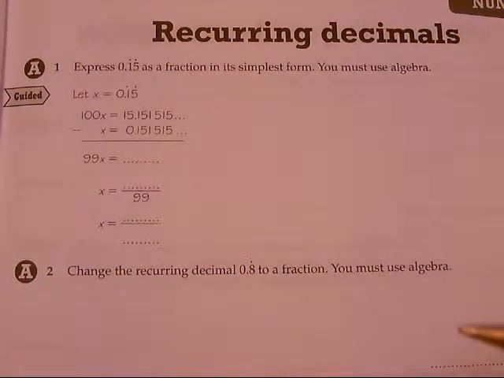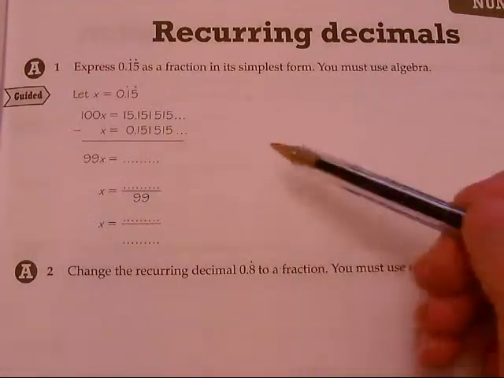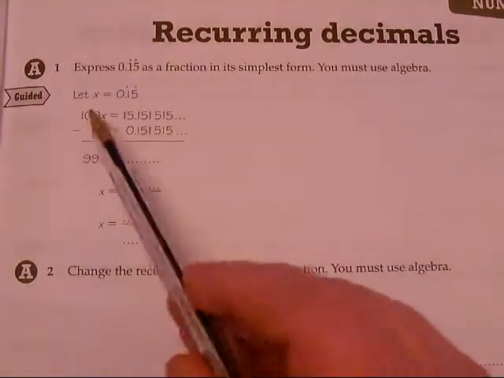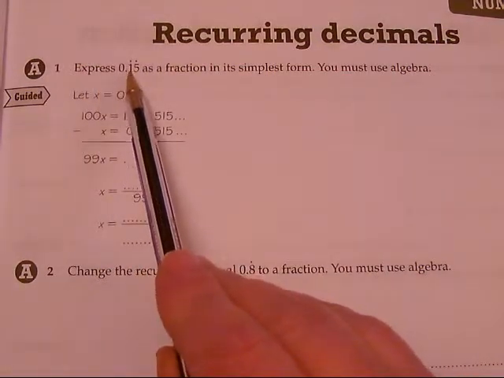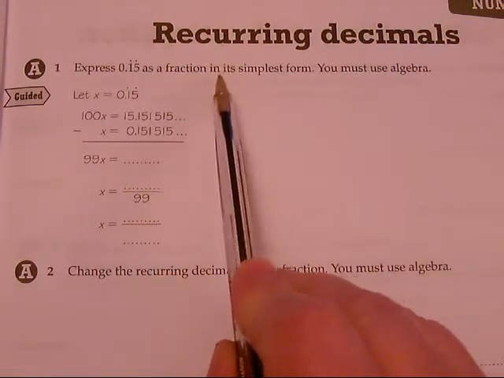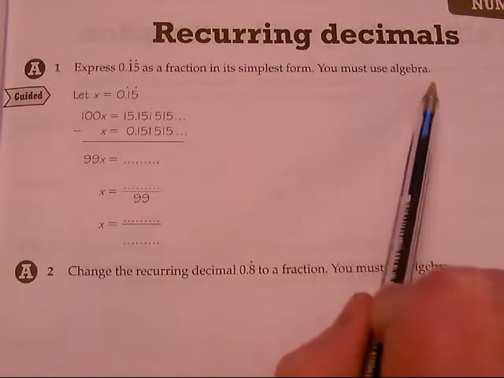Hello, it's Dr. Tolchinova here with you, helping you with your homework on recurring decimals. So let's read our first question. Express 0.15 recurring as a fraction, and in its simplest form you must use algebra.